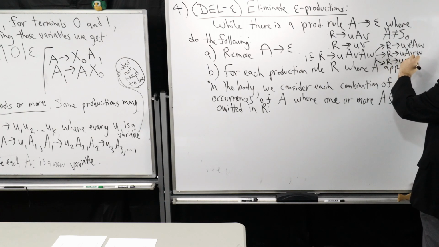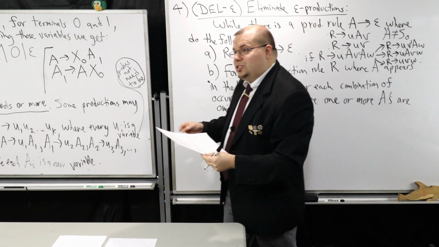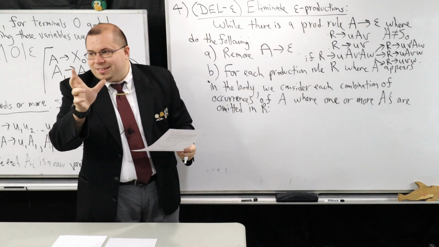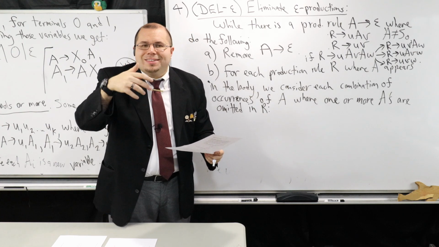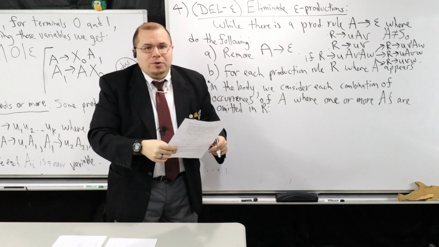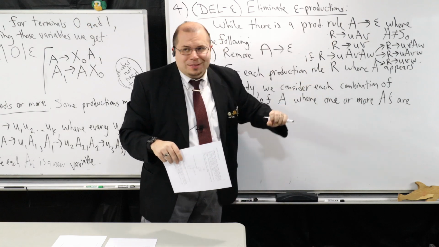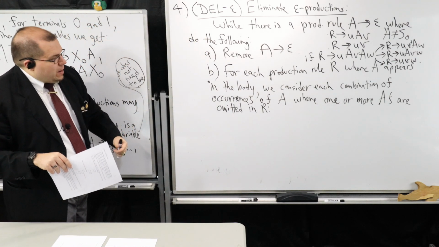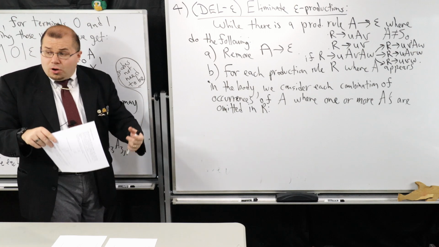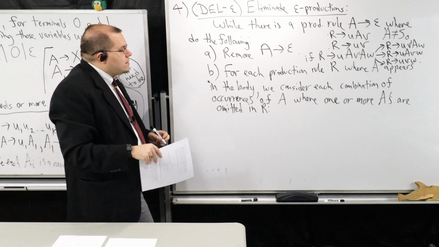So you'd have just U, V, W. So that's what I mean by combinations of occurrences. You're just going to look at each one of these, and if you see an A, you're going to add it where every single time it doesn't appear. If it only appears once, it's really easy. You're just going to add it without that variable there. However, if A appears more than once, you're going to have to consider all combinations of when that variable doesn't appear.